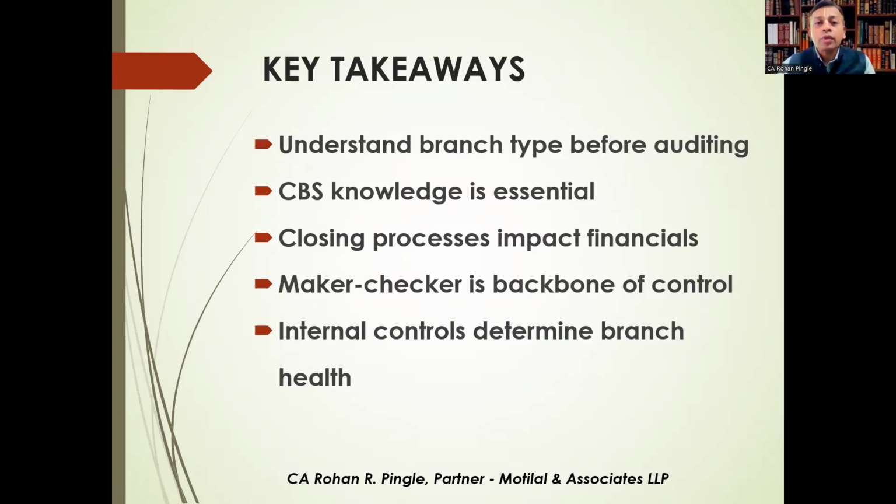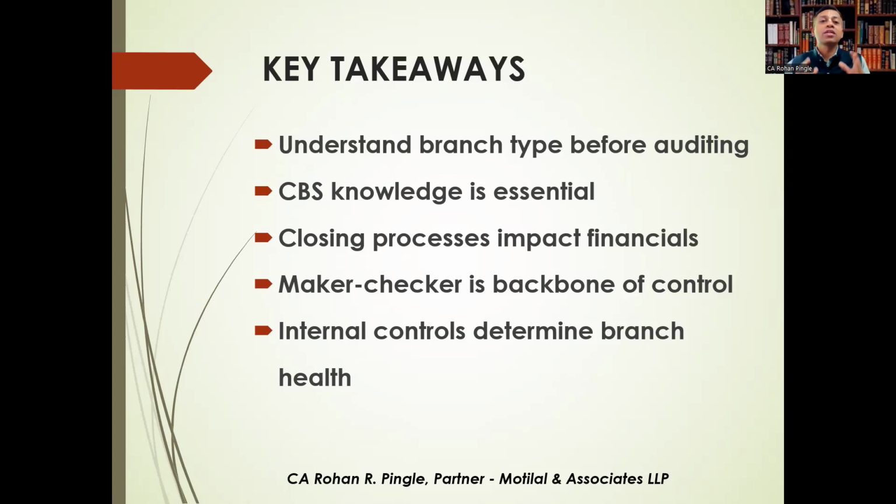Let's see now the key takeaways from today's learning. Concurrent audit is effective only when the auditor understands the operational model of the branch, the system framework, the risk points, and control layers. Understanding branch operations allows us to detect fraud early, prevent revenue leakage, improve compliance quality, and strengthen governance. These are very important.